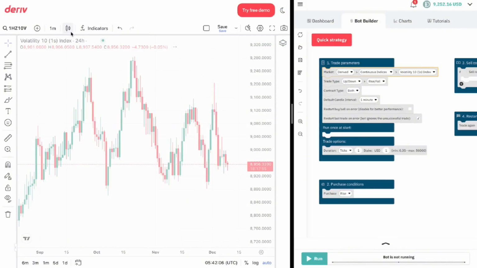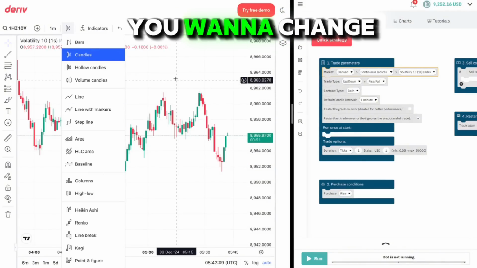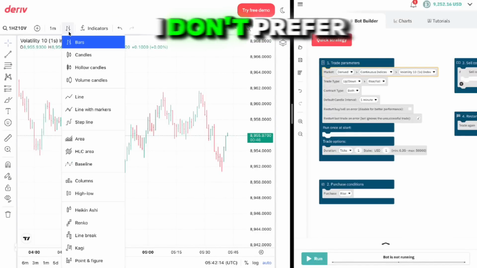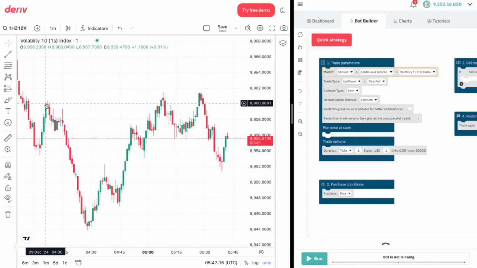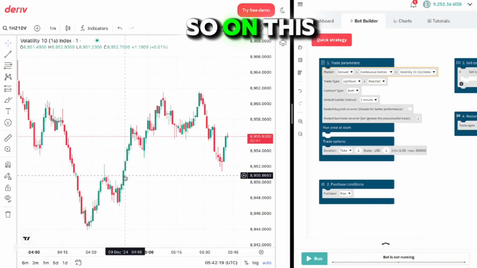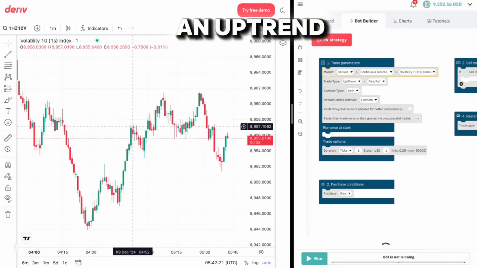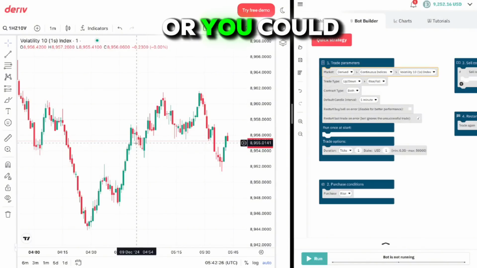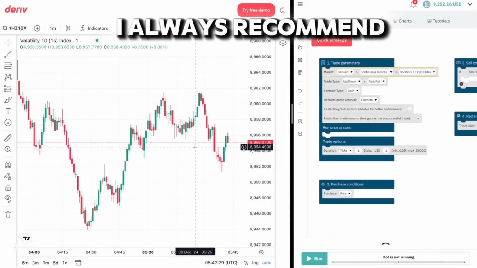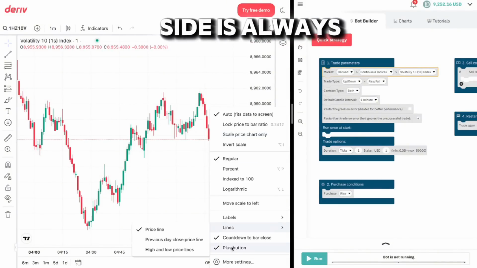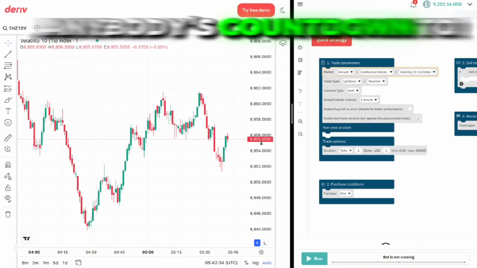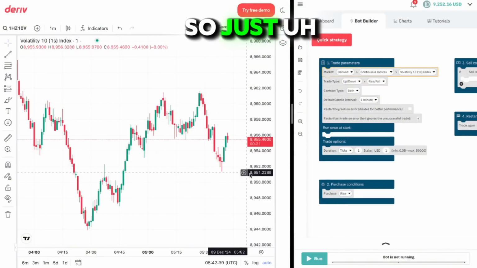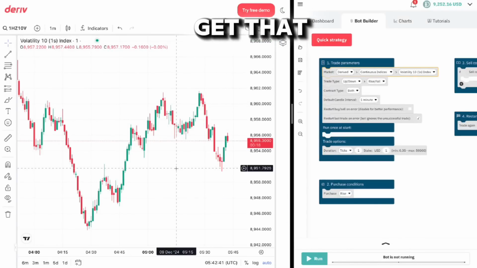So put it 1 minute. So this is a candlestick. If you want to change what is showing here, you can change to hollow, but I don't prefer bars. I prefer candles. On this one, the green one shows an uptrend, the red one shows a downtrend, but the colors don't mean much. You could either change it or have whichever you want. And one thing I always recommend you have on this left hand side is to enable this countdown to bar close so that you know when the candle is closing or opening. So just right click and get that.